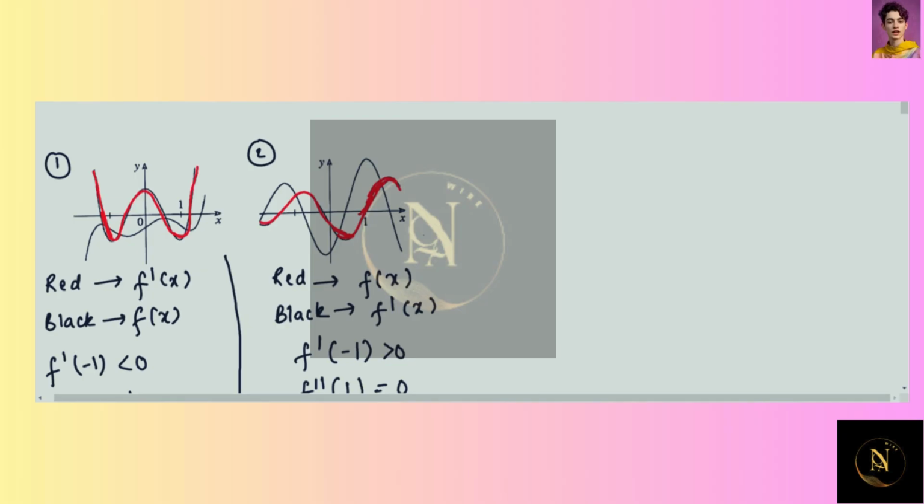In this problem, the graphs of the function f and its derivative f dash are shown. Which is bigger, f dash of minus 1 or f double dash of 1? So for two graphs, it is asked which one is bigger.